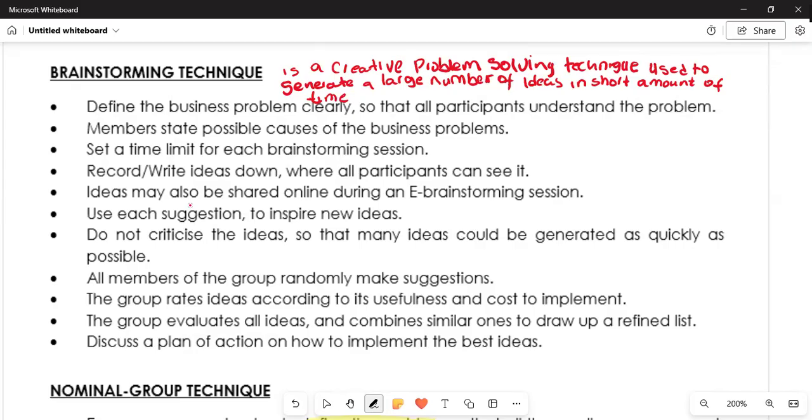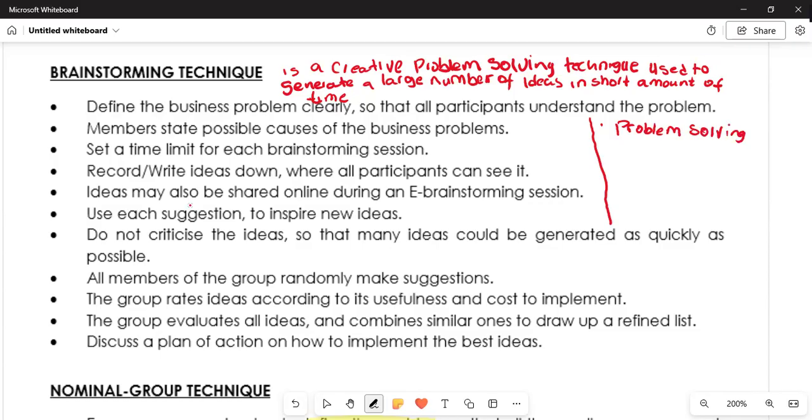So, when are we going to use brainstorming? It's very important. We are going to use brainstorming when we are doing problem solving. We are going for that technique when we are trying to solve a problem.